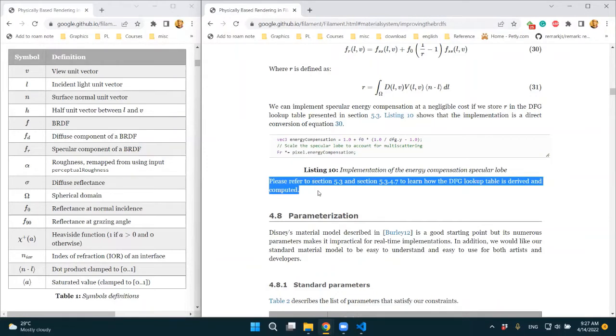Okay. So later we will look back and talk about this lookup table. Yeah, that'll be fun.